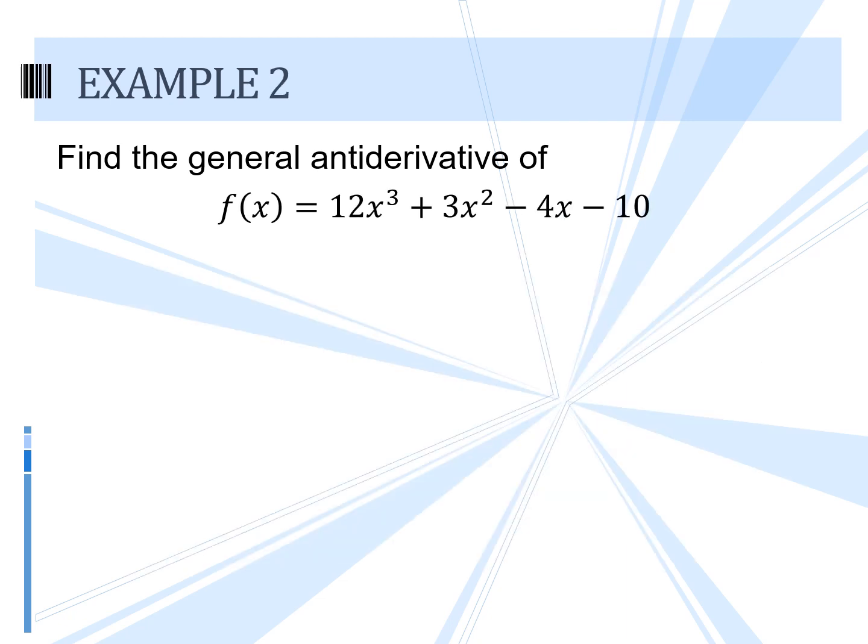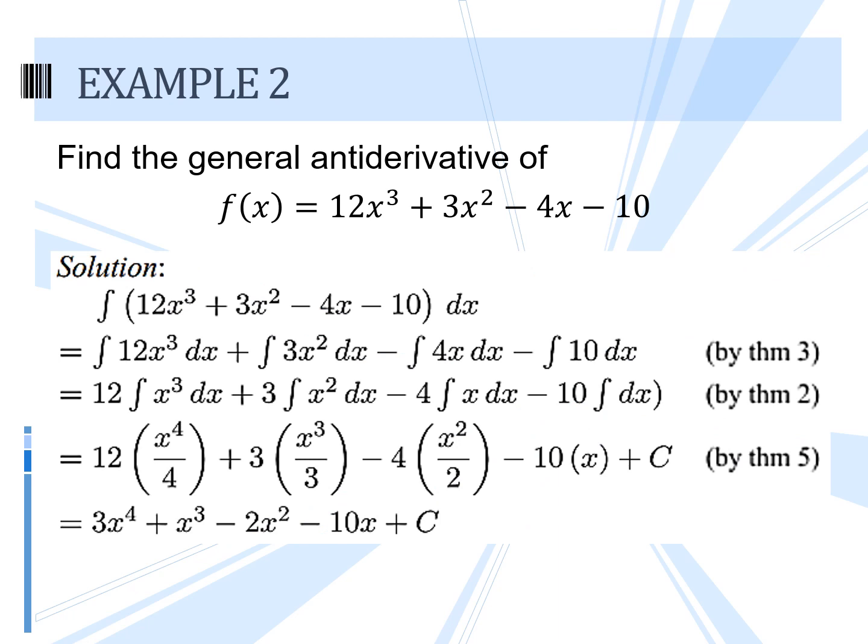Example 2. Find the general antiderivative of f of x equals 12x cubed plus 3x squared minus 4x minus 10. By Theorem 3, we can get the individual integrals of each term. So we have integral of 12x cubed dx plus integral of 3x squared dx minus integral of 4x dx minus integral of 10 dx. By Theorem 2, we can factor out the constants.